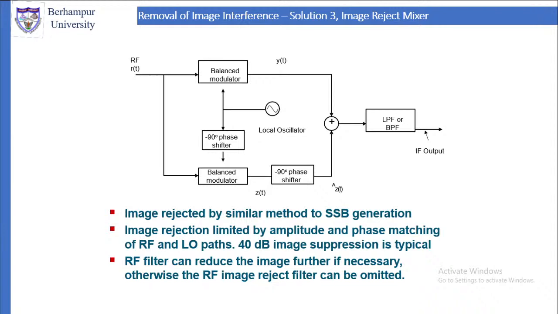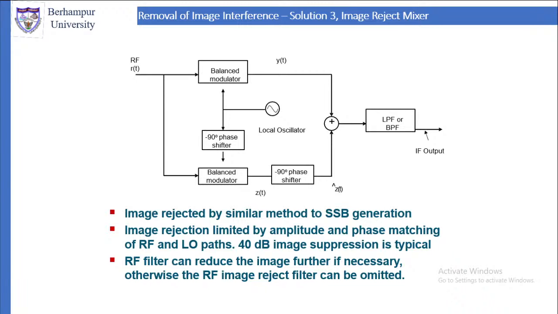Then the third solution. The third solution is using a mixer. This mixer is called the image reject mixer. With the original mixer, you design an image reject mixer instead of a simple mixer. In the image reject mixer, we use balanced modulators. There are two balanced modulators, you can see. Both these balanced modulators are fed from the local oscillator in phase quadrature.